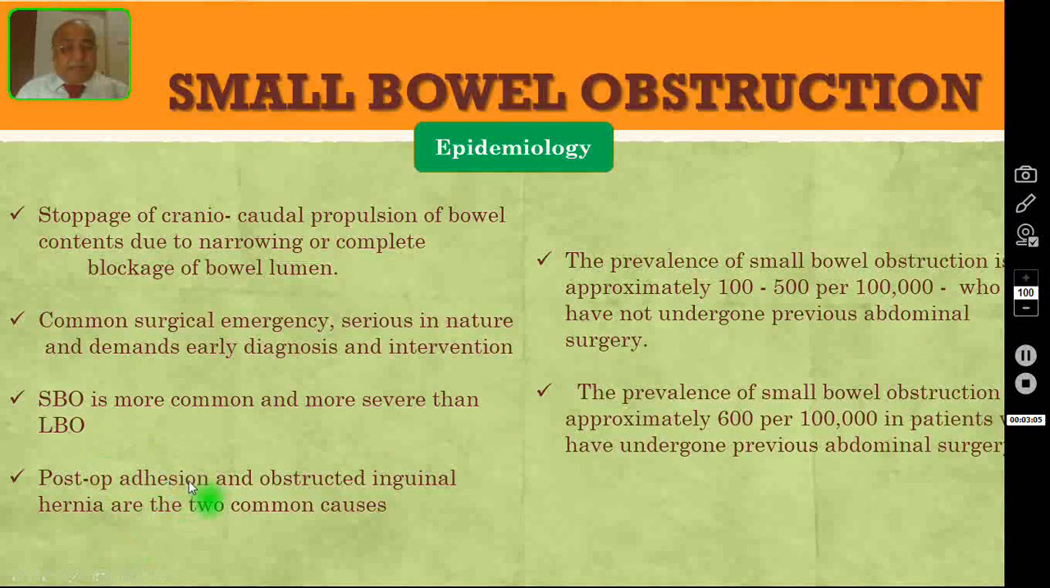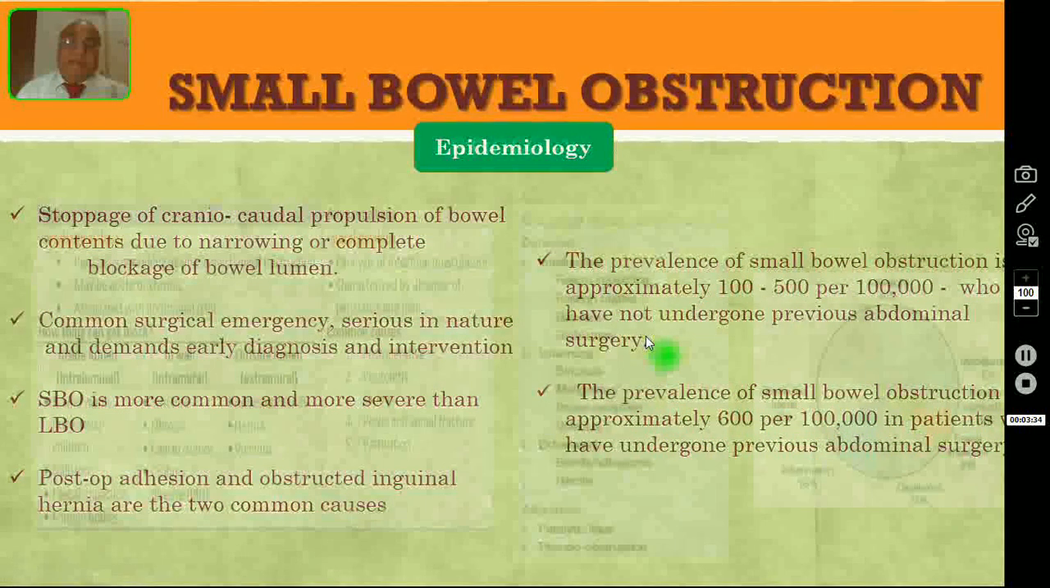Post-op adhesive obstruction and obstructed inguinal hernia are the two common causes of small bowel obstruction. The prevalence of small bowel obstruction is approximately 100 to 500 per 100,000 people who have not undergone any previous abdominal surgery. If they have undergone abdominal surgery, the incidence will go up to 600 per 100,000 patients.